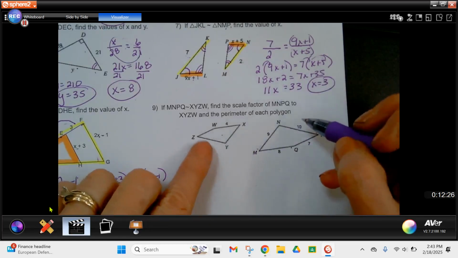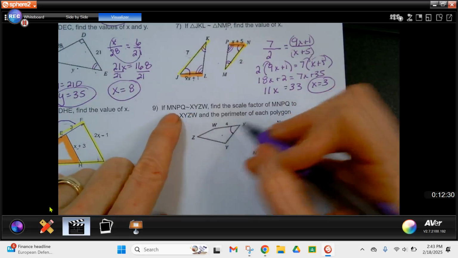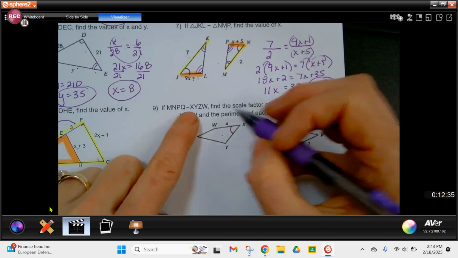So I'm going to mark the angles here. So M corresponds with x. N corresponds with y. P corresponds with z. And Q, 1, 2, 3, 4, corresponds with W. 1, 2, 3, 4. And that can help us find corresponding sides.